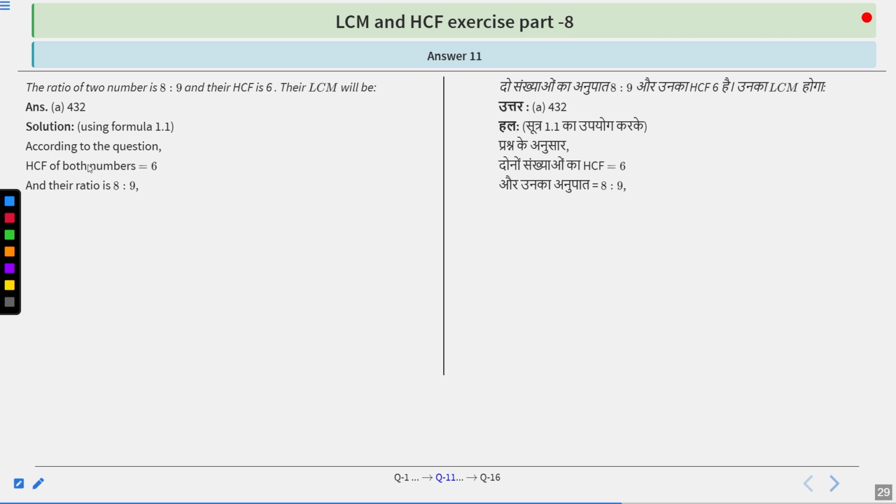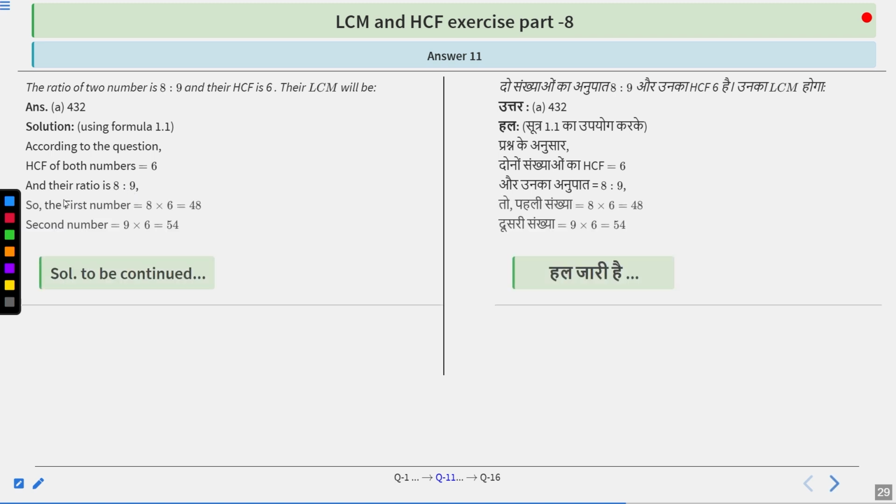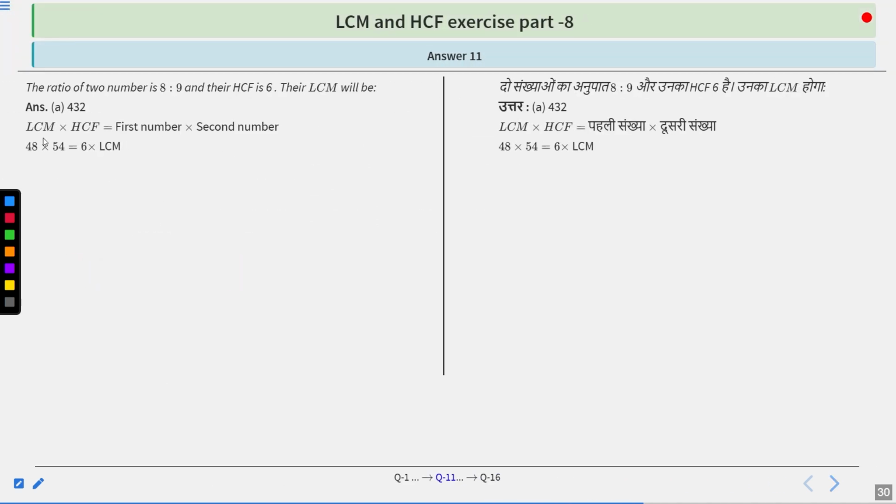Now, according to the question, the HCF of both the numbers was 6 and the numbers were in ratio 8:9. Therefore, the first number is 8 into 6, that is 48, and the second number is 9 into 6, that is 54. So we have got the numbers. Now we are going to use formula 1.1, that is LCM into HCF is equal to first number into second number.